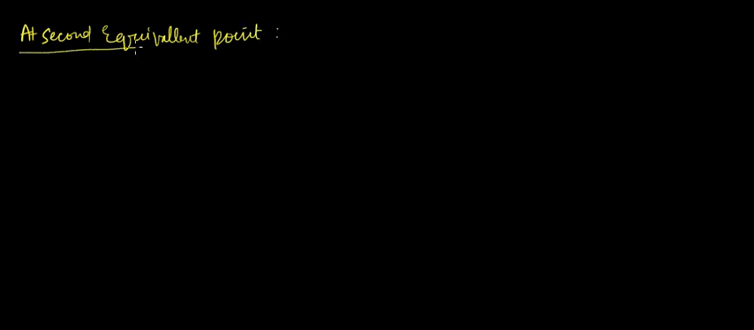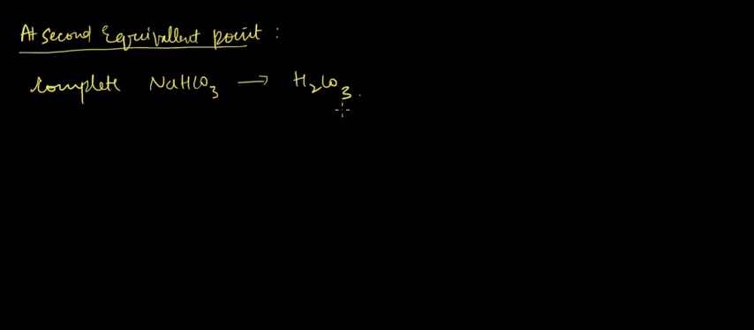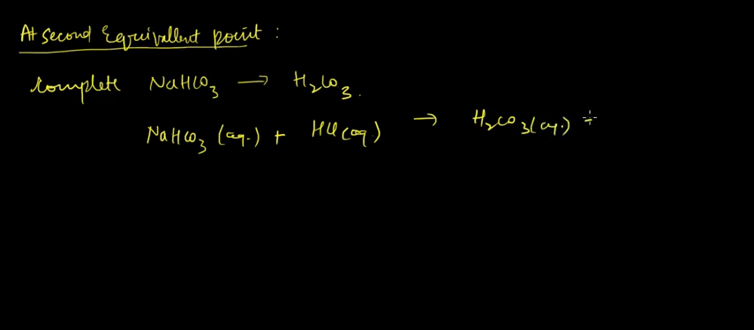At the second equivalent point, complete NaHCO3 gets converted into H2CO3, which is nothing but carbonic acid. Okay, and the reaction goes as follows: we have NaHCO3 aqueous reacts with HCl aqueous and forms H2CO3 aqueous plus NaCl. Okay, so here methyl orange would be used as an indicator for this conversion.